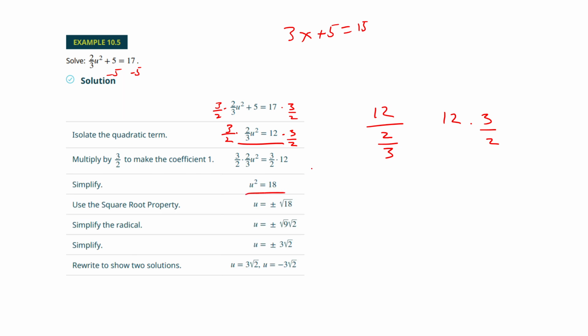Now you'd get u squared is 18 when you do that. Square root of both sides. Now they simplified it down, and they get this because you could pull a 9, you had a perfect square inside of there. Okay, we got a couple steps.